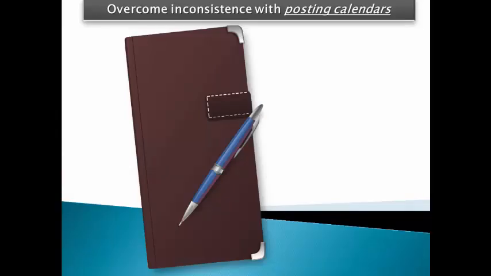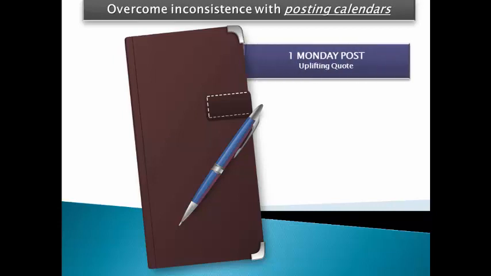Let's look at the issue of inconsistency. I found that the best way to be consistent is to have posting calendars. What do I mean by this? Let's look at an example just here. When you have a posting calendar, it means you decide in advance what you're going to post on a particular day. You decide first of all how frequently you want to post, and then you decide whenever you do post, what you would post about.